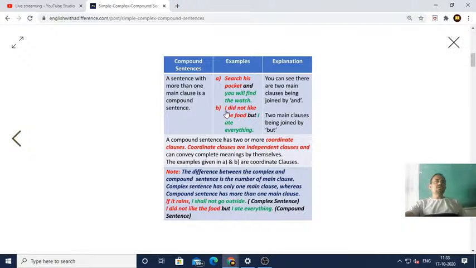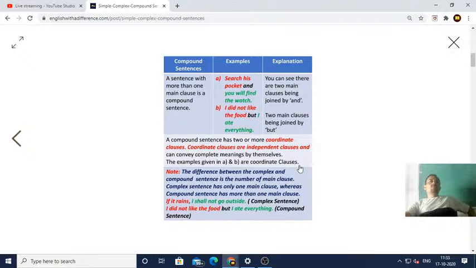Okay, next example you see, "I did not like the food but I ate everything." So you see here, the first independent sentence which expresses a complete meaning is "I did not like the food." The second independent sentence is "I ate everything." Okay, so you can see these two independent sentences are being connected by "but." So whenever we have two independent sentences being connected by but, then they are called compound sentence. The two main clauses are being joined by but. A compound sentence has two or more coordinate clauses. Coordinate clauses are independent clauses and can convey complete meanings by themselves. The examples given in A and B are coordinate clauses.